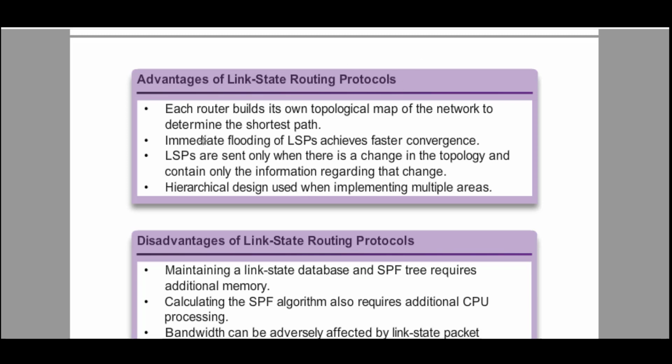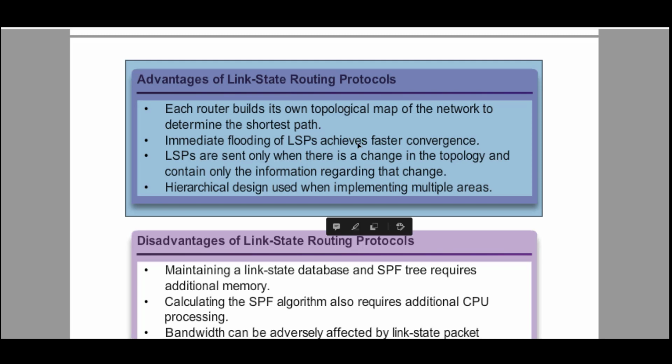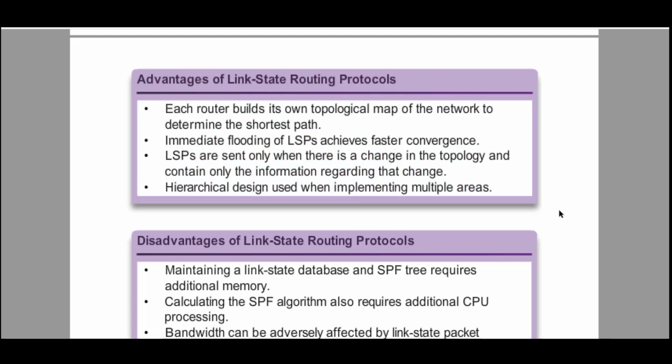The second advantage is that immediate flooding of LSPs achieves faster convergence. We discussed convergence also, that is how quickly it is going to learn. If you see, link state routing protocols have high convergence. Very quickly it can learn, it's very fast. Then LSPs are sent only where there is a change in the topology and contain only the information about that change.